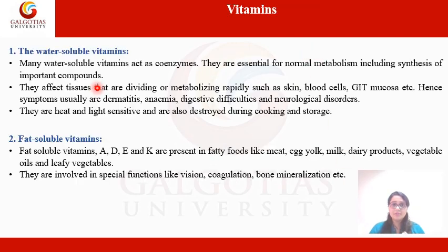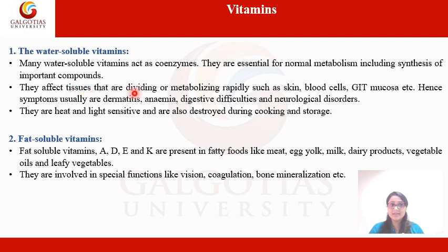Vitamins. Now there are two kinds of vitamins. We will read about vitamins much more in detail in our next sessions. But let's see what are vitamins. There are two kinds of vitamins, the water-soluble vitamins and the fat-soluble vitamins. Now water-soluble vitamins: many water-soluble vitamins act as coenzymes. They are essential for normal metabolism, including synthesis of important compounds.